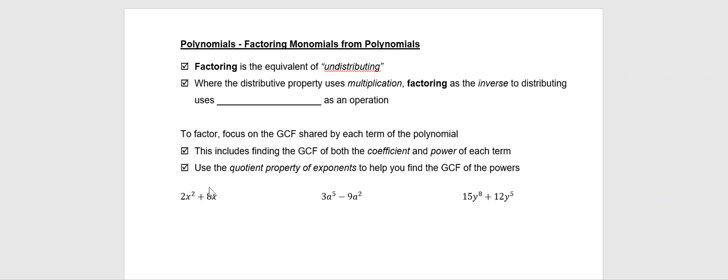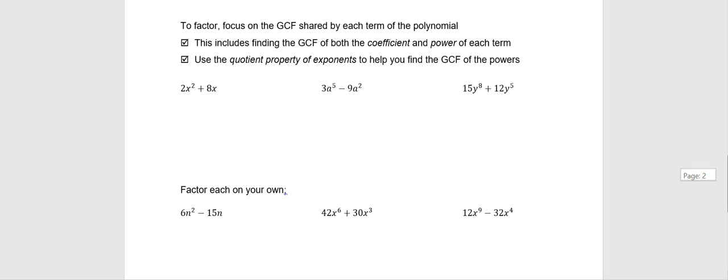What I want you to think about as we factor is that factoring is essentially the inverse of distributing. So I like to think of it informally as undistributing. And when distributing makes use of multiplication, factoring is going to make use of the inverse of multiplication. So we're really going to be dividing common terms out of these binomials as we go along. So without further ado, let's get started.